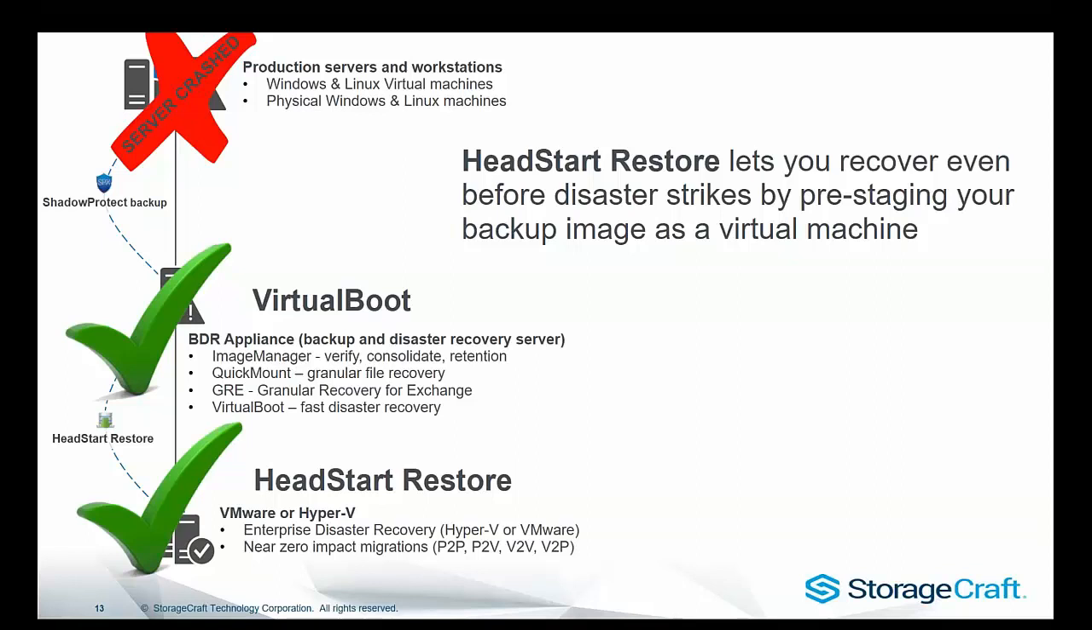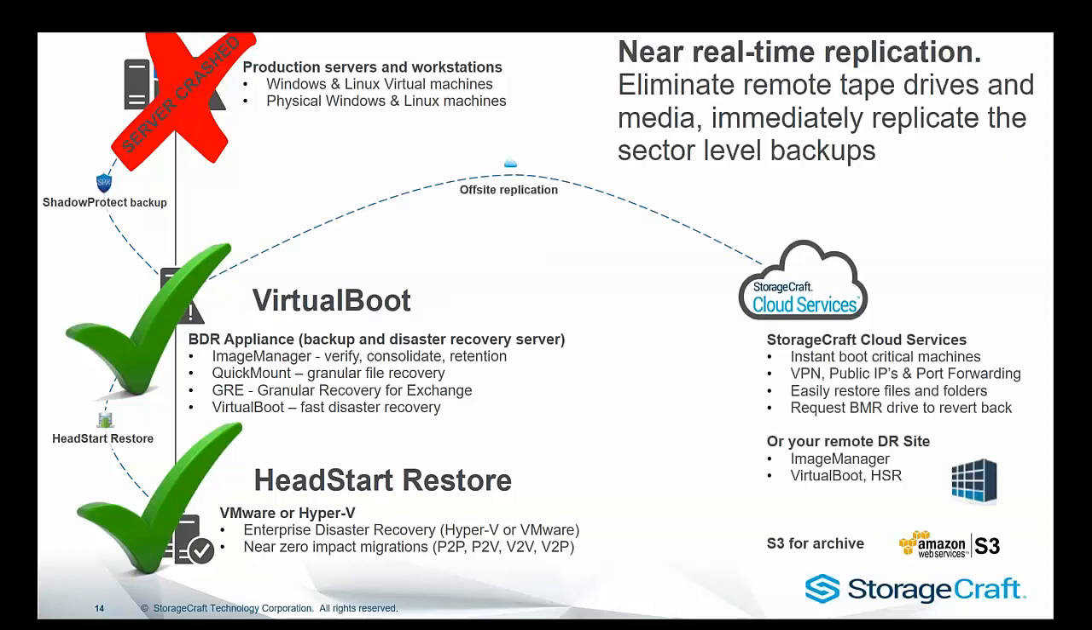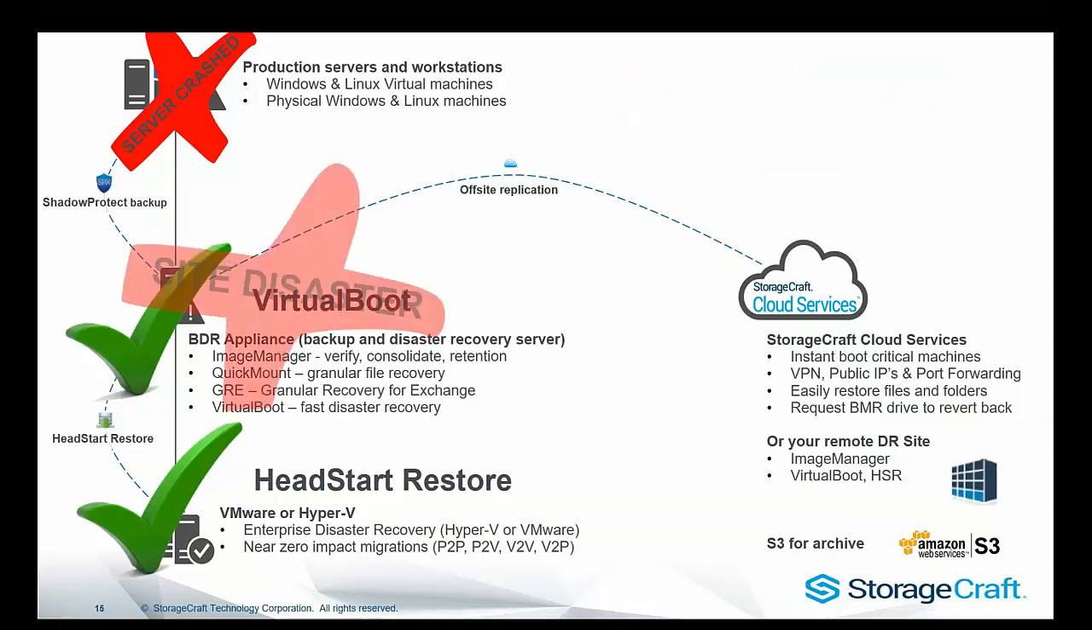The next step is leveraging Image Manager's built-in off-site replication. We have the ability to replicate to the StorageCraft cloud for full DR as a service. You could go to your own remote site using our proprietary Shadow Stream replication, or our included free intelligent FTP replication. So you can send it to your own data center or your own remote DR site, or you could leverage the free S3 connector, so we can send a copy of our backups into S3 for archive.